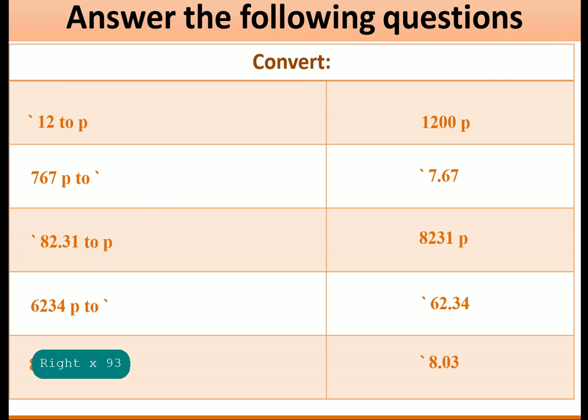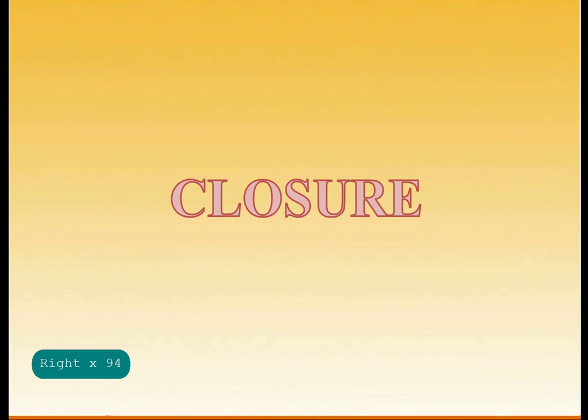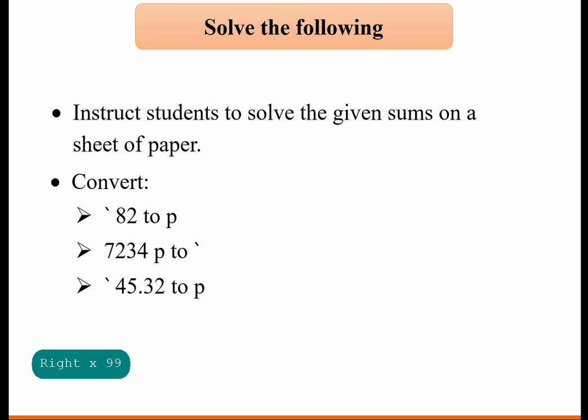Let's go ahead. Closure. Solve the following in your notebook. You have to solve these three sums and show me as homework: rupees 82 to paisa, 7234 paisa to rupees, and rupees 75.32 to paisa. You have to do it by yourself and show me as homework.